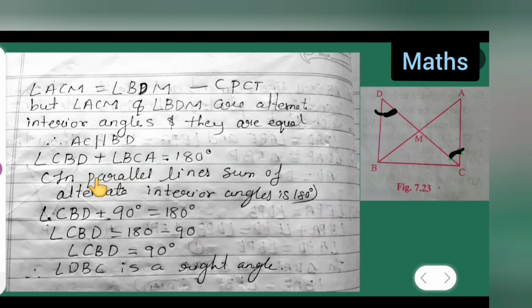So now take the angles CBD. First CBD. Here CBD. First you all take this. Which you all need to find out, CBD, right? Plus angle BCA. BCA is equal to 180. So in parallel lines, the sum of alternate interior angles is 180. That's why you have written it 180.